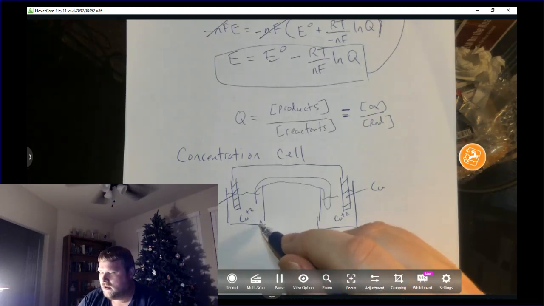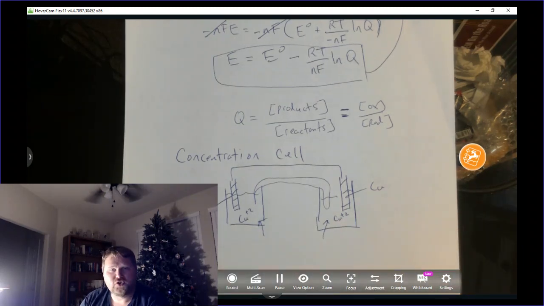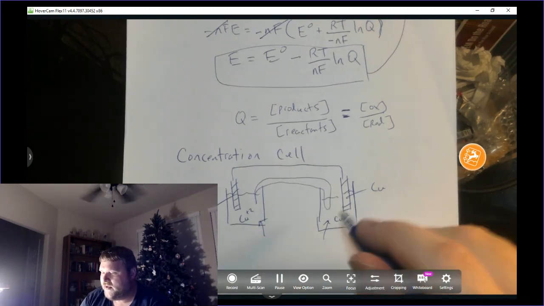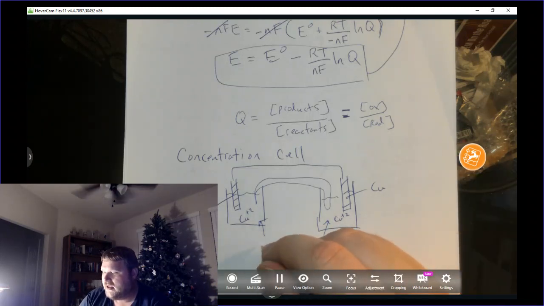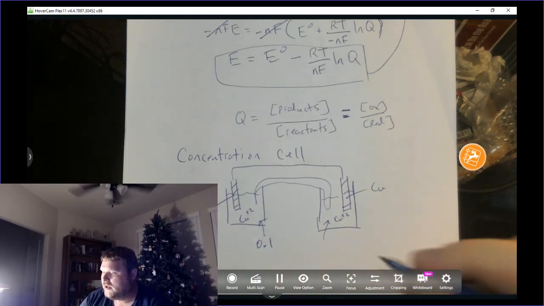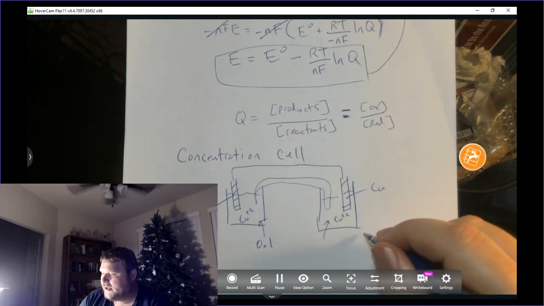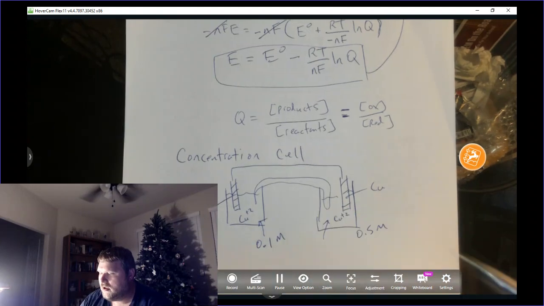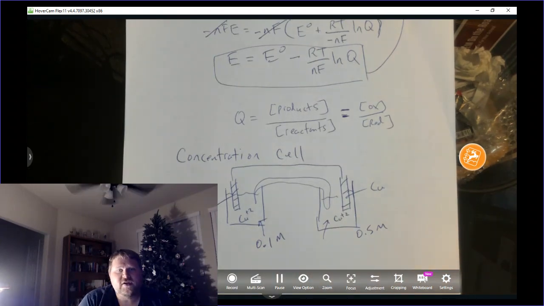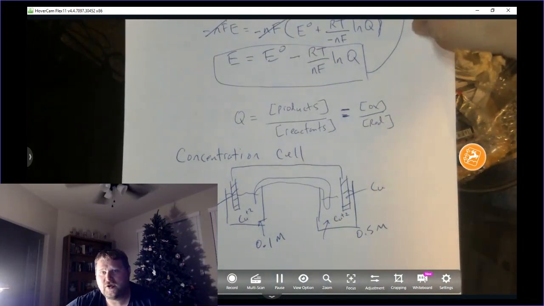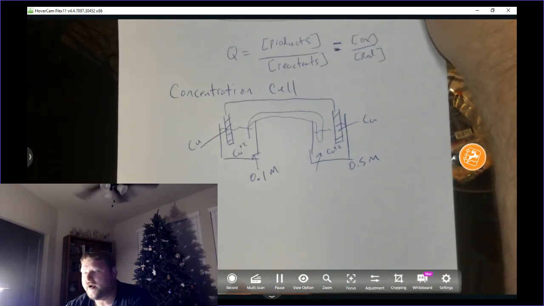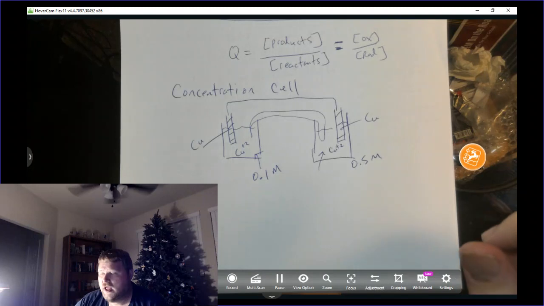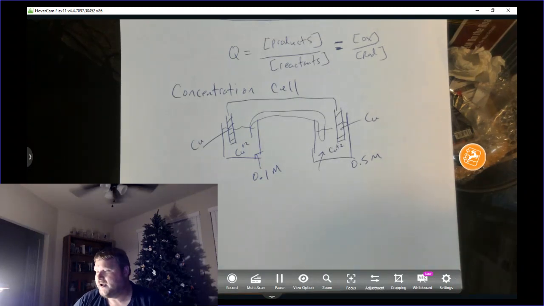But now that I've introduced to you this second way of prompting electrons to move throughout this cell, and that's by adjusting the concentrations, even though this is still all copper and copper 2 at both electrodes, let's say I make this one 0.1, and let's say I make this one, I don't know, 0.5 molar. Now because those two cells have a different concentration of copper 2, we're going to see current flow through here, and we're going to get a voltage out of this. And we call that a concentration cell.